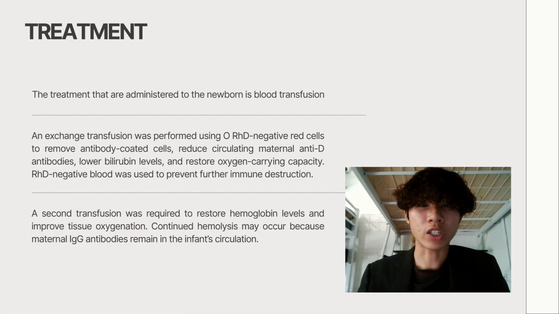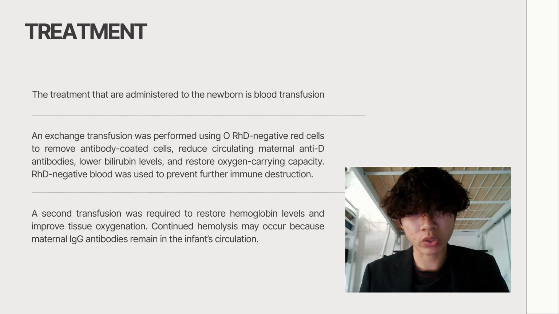For the treatment, the newborn is given a blood transfusion. The blood transfusion that is given is specifically RhD negative. This is to remove the RhD positive blood which is coated by the maternal antibodies, to prevent more hemolysis. This also can prevent further immune destruction of the newborn, which is why RhD negative blood is used for the blood transfusion for the newborn.